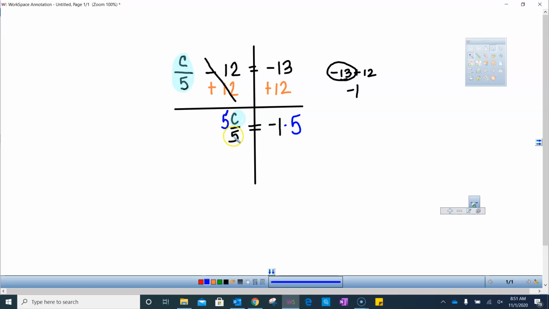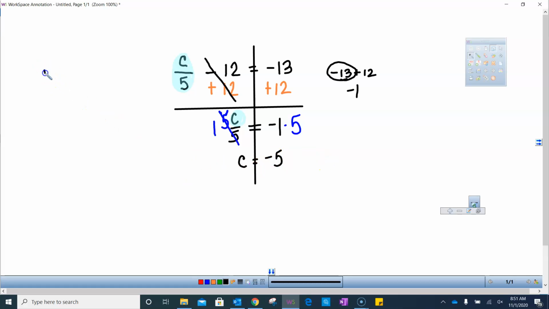This becomes 5 divided by 5. I'm multiplying in the top and I have dividing in the bottom by the same number. So that's 1. I get 1C, which is just C by itself. On this side, I get negative 1 times 5. Well, a negative times a positive is a negative, and 1 times 5 is 5. So I get negative 5.